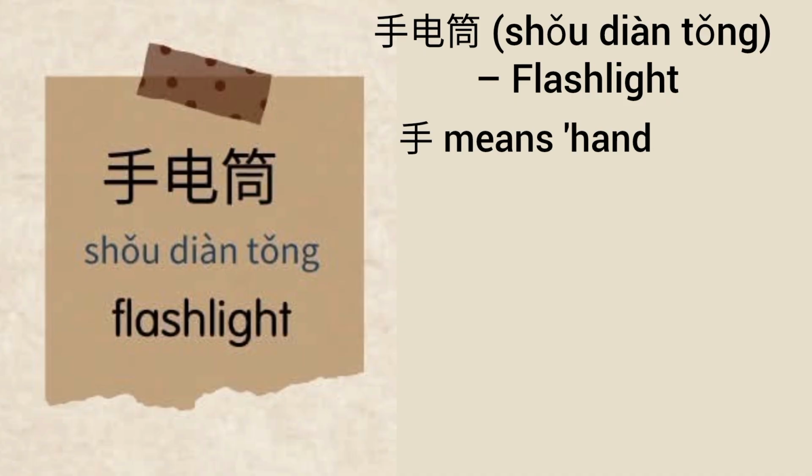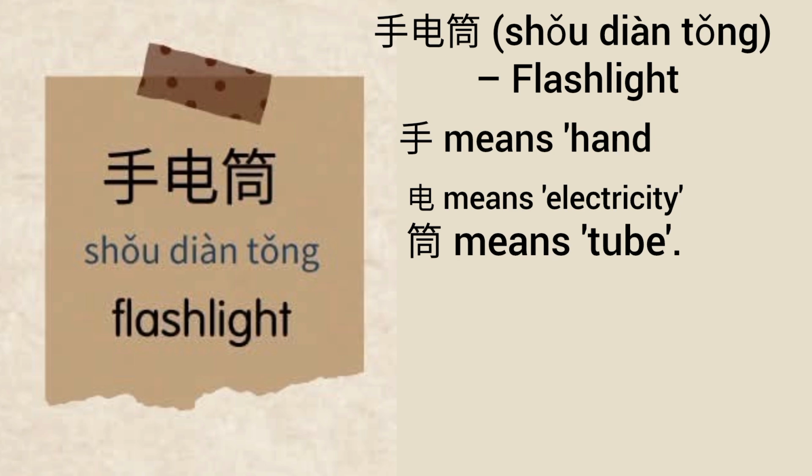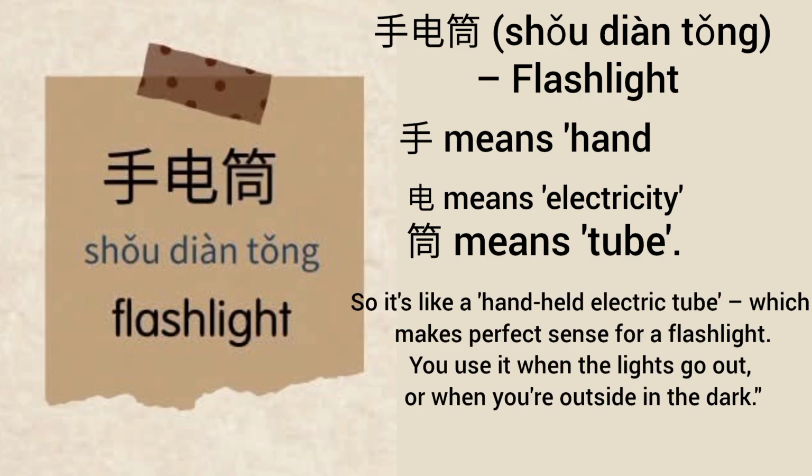手. It stands for hand. Second character is 电. It stands for electricity. Third character is 筒. It stands for tube. So together it makes 手电筒. So it's like a handheld electric tube, which makes perfect sense for a flashlight. You use it when the lights go out, or when you're outside in the dark. Hope you learn it. Let's watch examples to learn it even more.